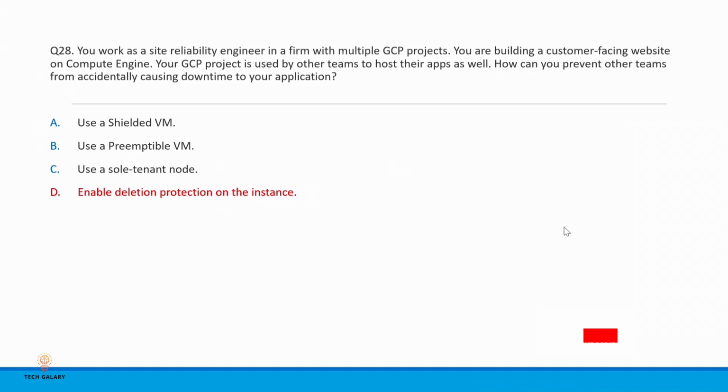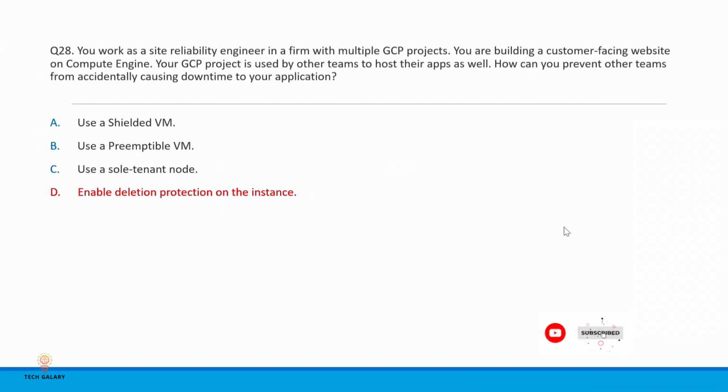Now let's take a look at each of these options. Let's take a look at option A, use a shielded VM. Using a shielded VM does not prevent the instance from being deleted. Now let's check option B, use a preemptible VM. This option is not correct because a preemptible VM may be shut down at any time and it can cause downtime. Here we have to ensure that we prevent other teams from accidentally causing downtime to the application. So both of these options are not correct.